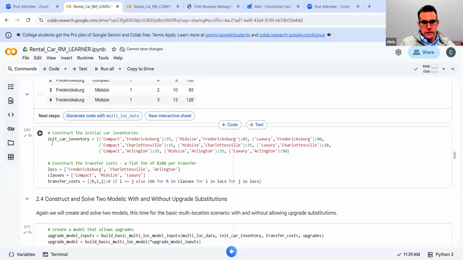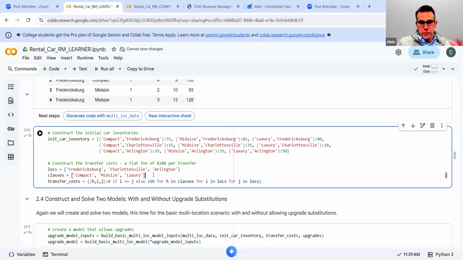But you can see here, I have my initial car inventory. Notice it's looking a little bit different. I have to specify an initial inventory for each car class in each location here. So you can see here in Fredericksburg, I have 35, 85, and 90. Charlottesville, 15, 35, and 20. And then Arlington, 35, 35, and 50. Okay, and I'm specifying the locations here. And for the transfer costs, I'm just setting those at $100 per transfer here. So it's a constant cost. Each transfer is going to be equal. If we wanted to, we could change this. We could have a specific transfer cost from one location to another for each car class.